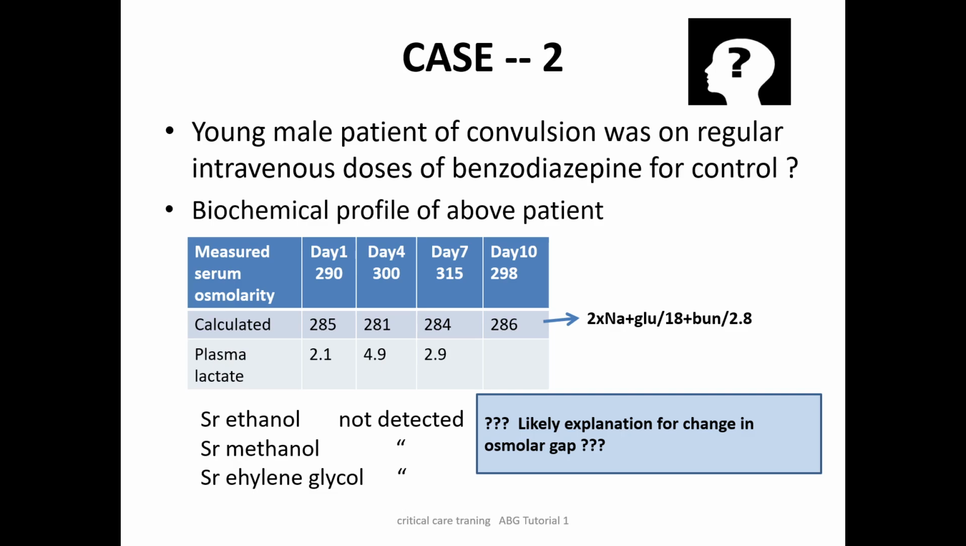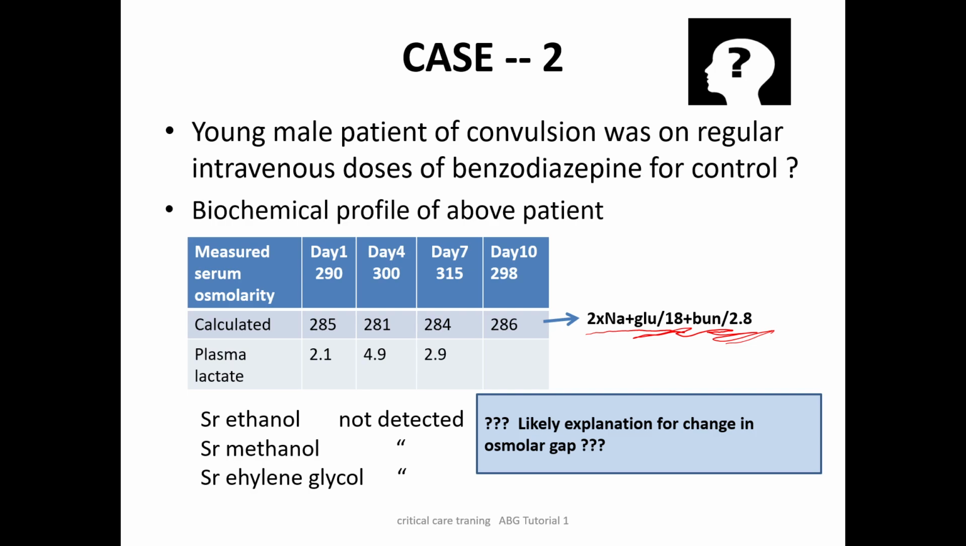Coming to case 2, this is a young male patient with convulsions, who was on regular intravenous doses of benzodiazepine for control. The biochemical profile shows the measured serum osmolarity and calculated serum osmolarity. So if we discuss this case, it is about the concept of osmolar gap. We can calculate the osmolarity by this formula: 2 times sodium plus glucose by 18 plus BUN by 2.8. This is the calculated serum osmolarity.